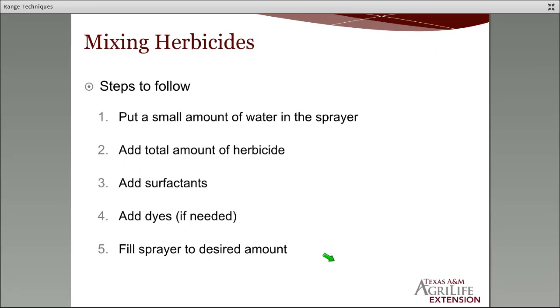Here are some steps to follow whenever you go to mix your herbicides. Put a small amount of water in that spray tank. Add the total amount of herbicide. This is where you need to know how many acres you are going to cover with that tank. Add any surfactants. Add any dyes. Fill the sprayer to the desired amount and go spray.